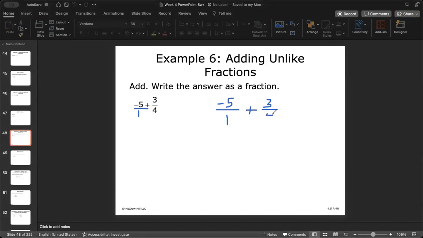And so now the common denominator is going to be 4. So multiply the top and bottom of that first fraction by 4 to get -20 over 4, and then add the 3/4. And then do your addition. -20 plus +3 is -17 over 4. So that's the idea, anytime you have a regular integer or whole number, you can just write it as a fraction by placing it over the value of 1.